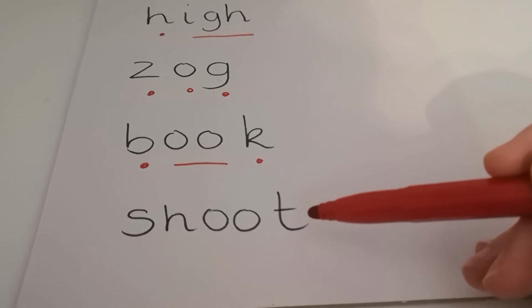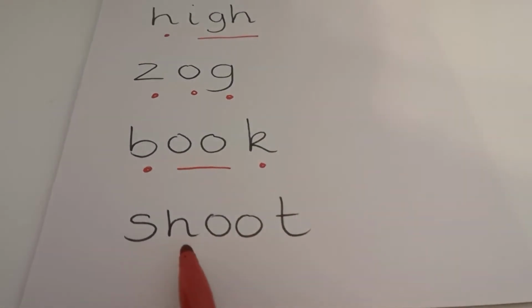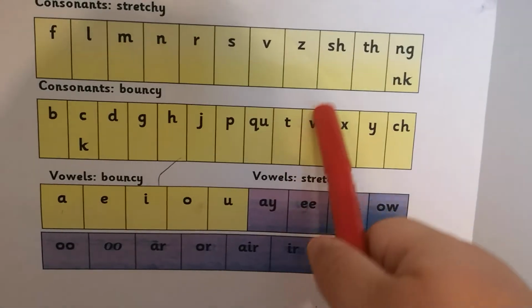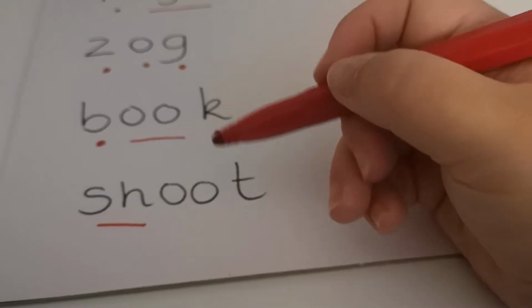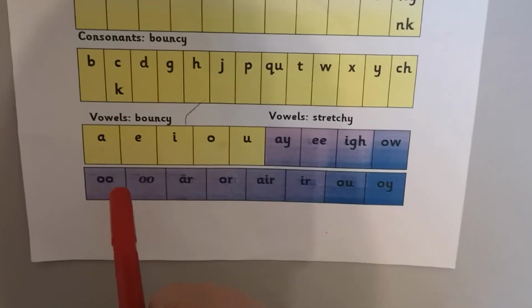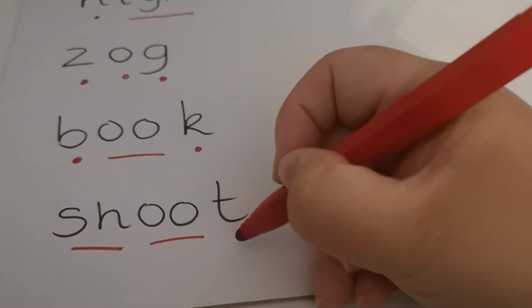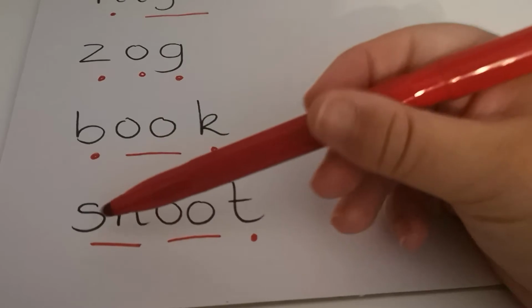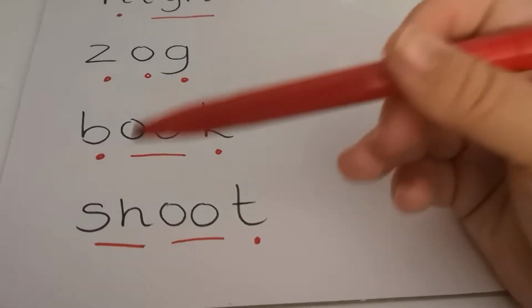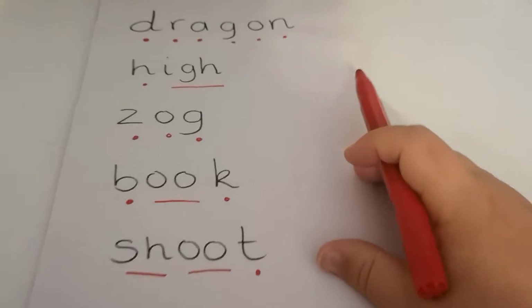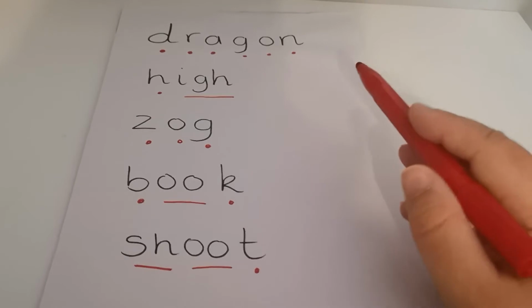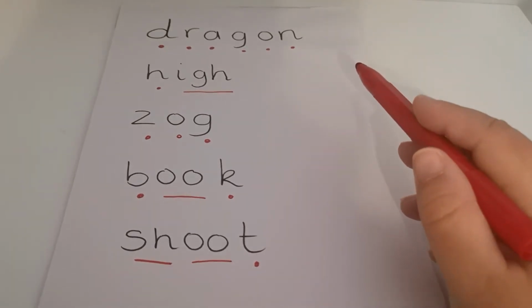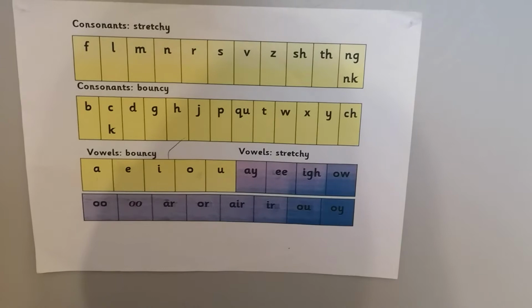Let's try this one. Shoot. Shh. Oo. T. So shoot's got 1, 2, 3, 4, 5 letters, but it's only got 1, 2, 3 sounds. Can you see how I split these words up into the sounds by doing your dots and lines underneath and using your speed sounds chart to help you?